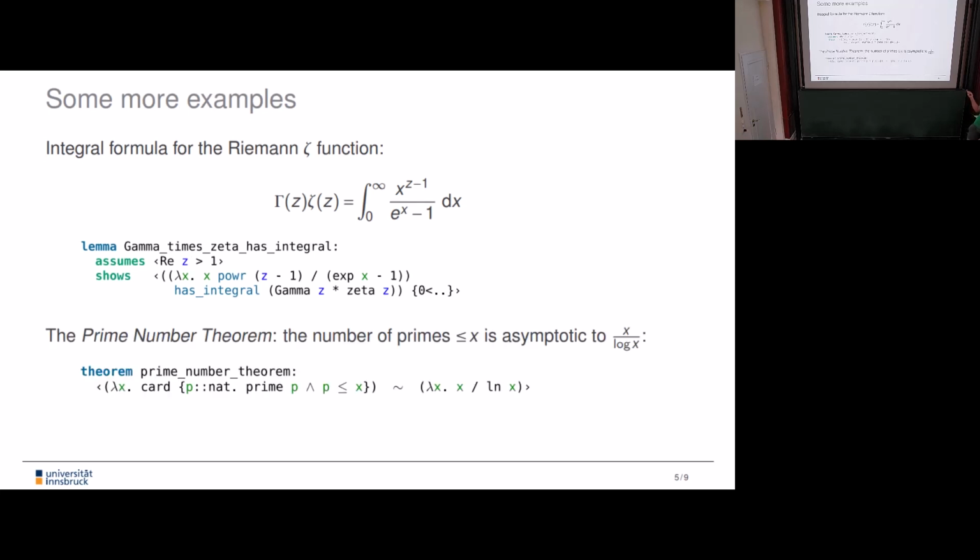Right. So, the prime number theorem. I mentioned that one as well. This is the easy version without the error term. It says that the function taking some real number x and returning the cardinality of the primes less than or equal to x is asymptotically equivalent, again with user-defined notation, to x divided by log x. Not too surprising, I guess.